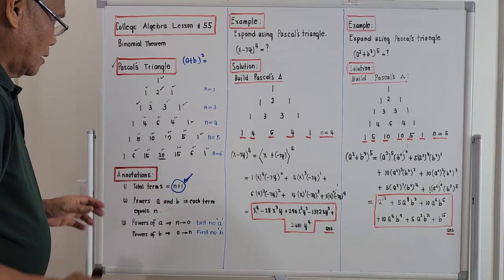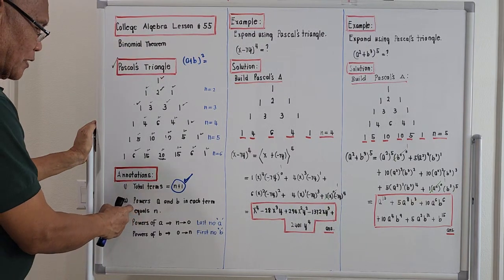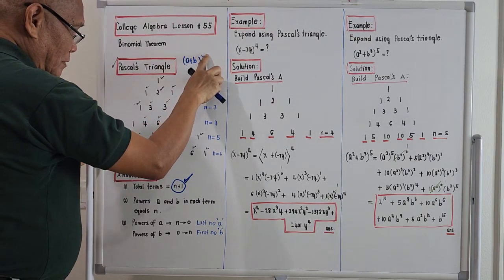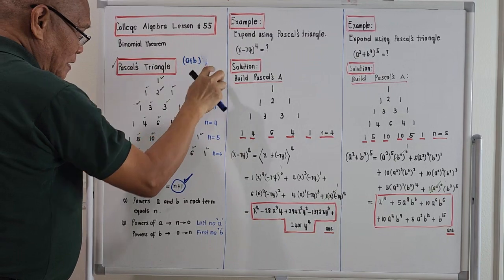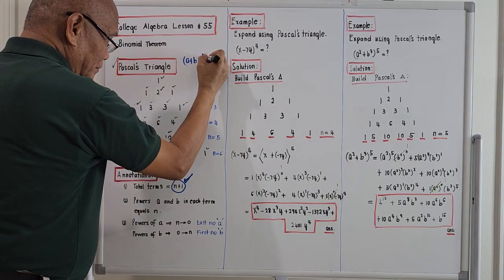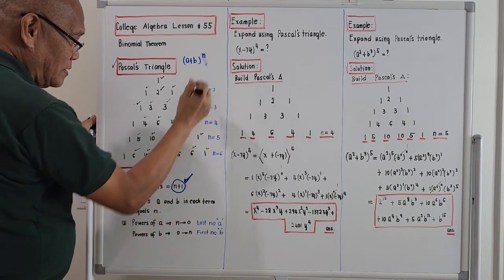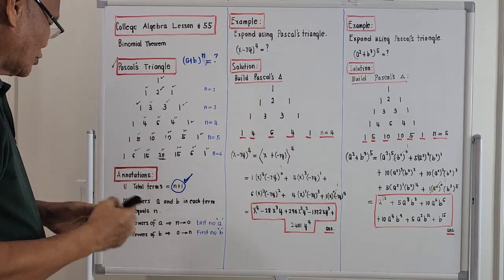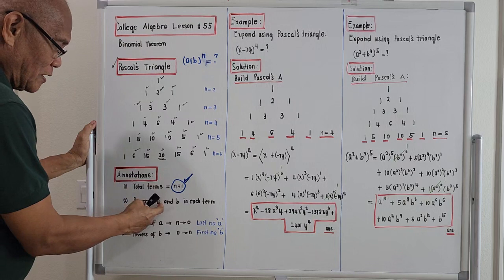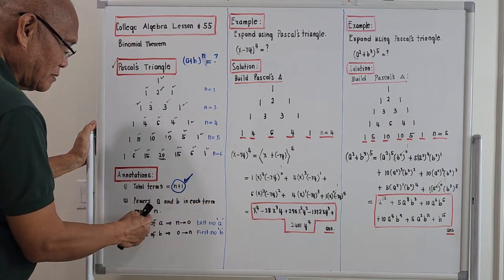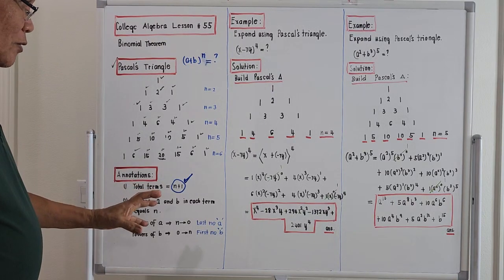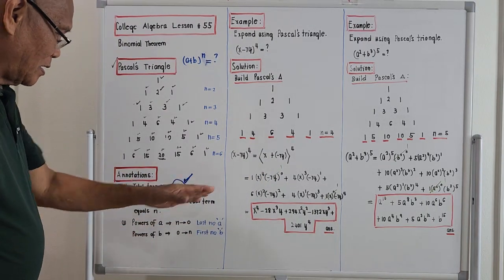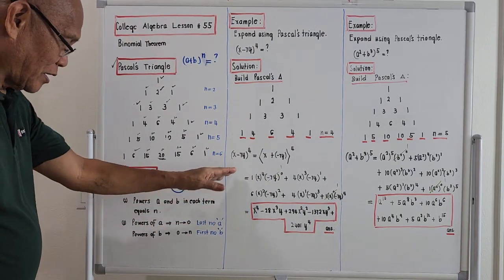Okay, what's next? The powers of a and b. The given example should be the Pascal's triangle for (a plus b) to the n, because we are mentioning n here in a and b. We have to expand (a plus b) to the n. For annotation number 2, the powers of a and b in each term add up to n. We could not visualize this unless we go to the example. Later on, when we reach annotation number 2, I will show you this.